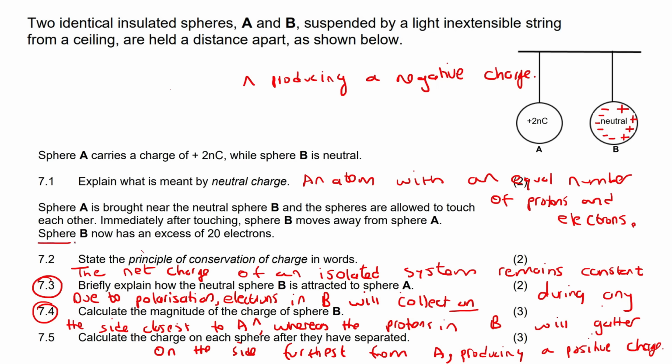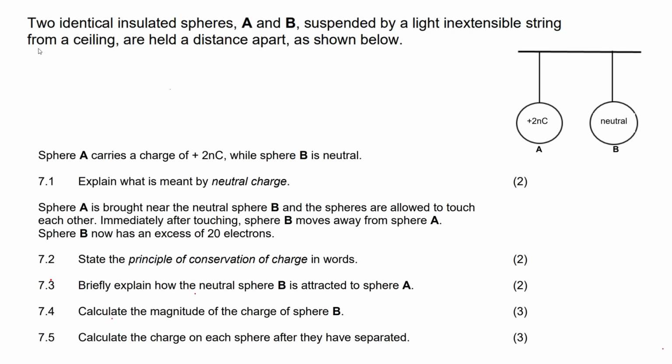And it says here that sphere B now has an excess of 20 electrons. Let's talk about that a little bit. When we say that a charge has an excess, what does that mean? Excess means more than, or it's got extra electrons. So it has an excess.